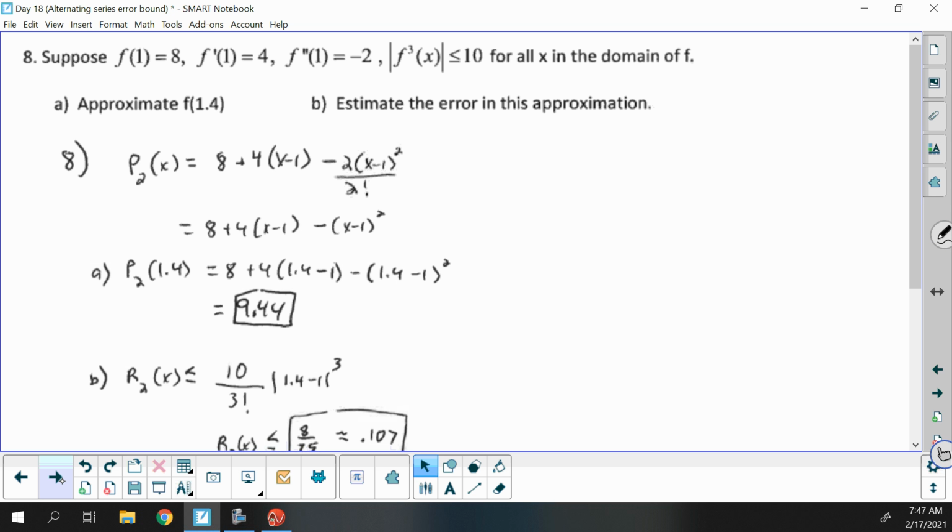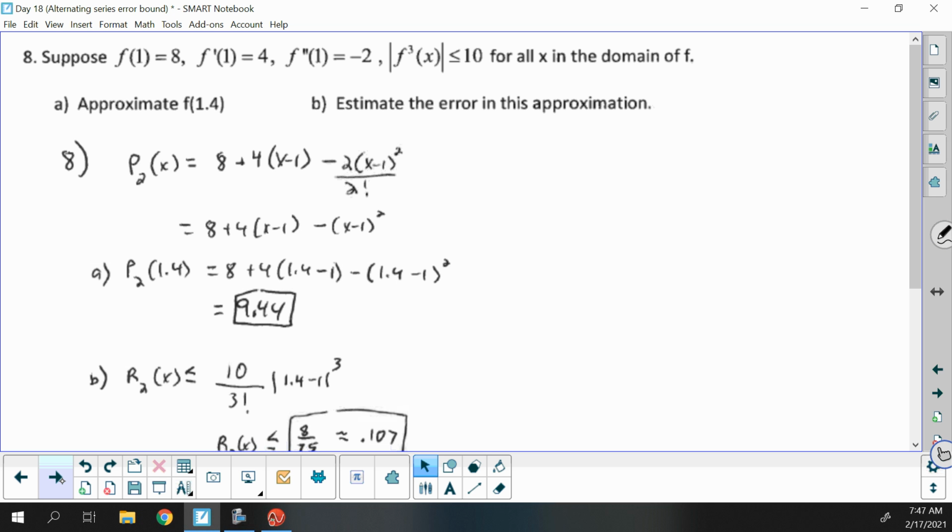So to approximate f of 1.4, the best we can do is a second degree polynomial because we only know out to the second derivative. So that's what's built there. We have the 8 plus 4 times x minus 1 to the first over 1 factorial really, and then the minus 2 times x minus 1 squared over 2 factorial. So that was the best we could do. Then sub in your 1.4 and you get that 9.44 approximation.